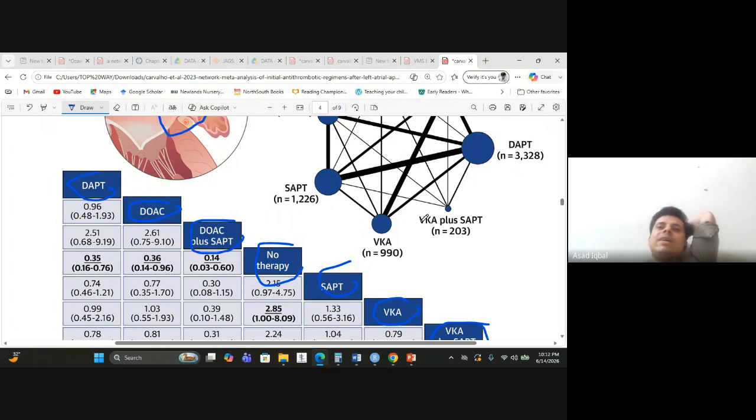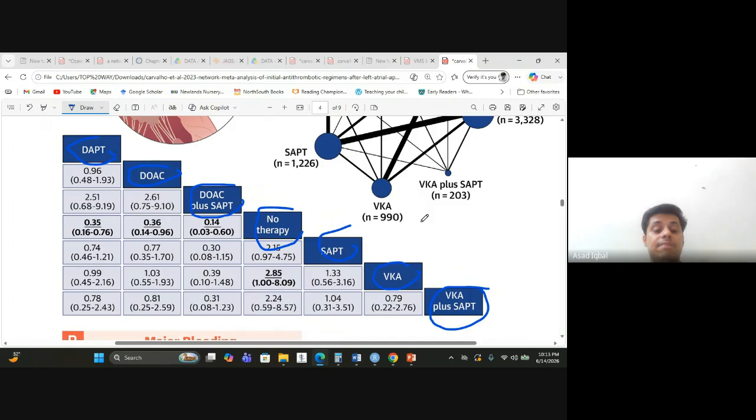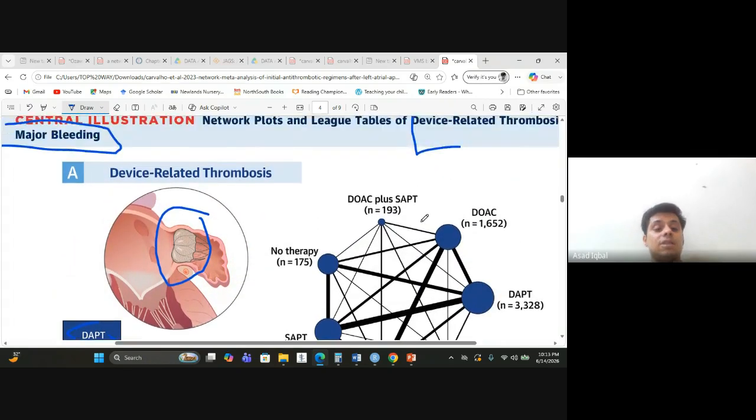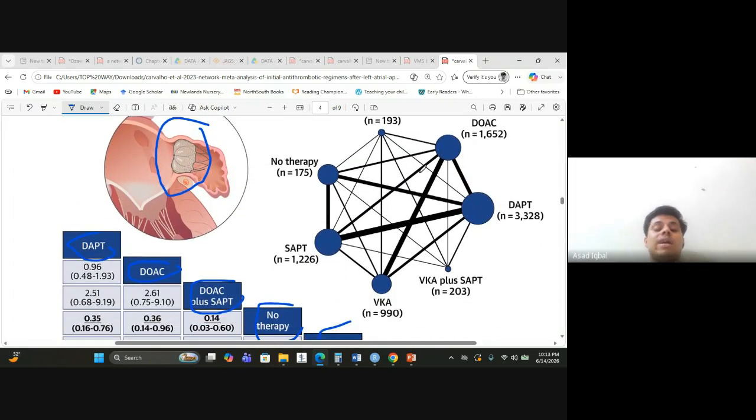When you have different options for a single treatment, like here, for example, a patient comes to a physician or interventional cardiologist and he occludes the left appendage, and now the physician wants to know which of the following treatments will be best so that device-related thrombosis and major bleeding are minimal. This is a genuine question, and it needs to be answered, and it can be answered via network meta-analysis.